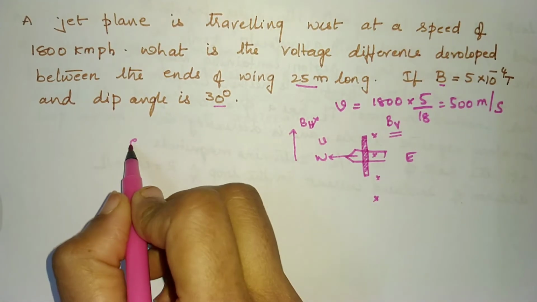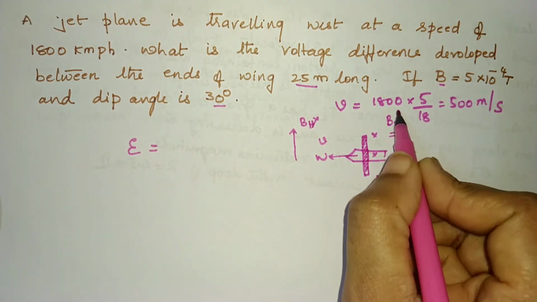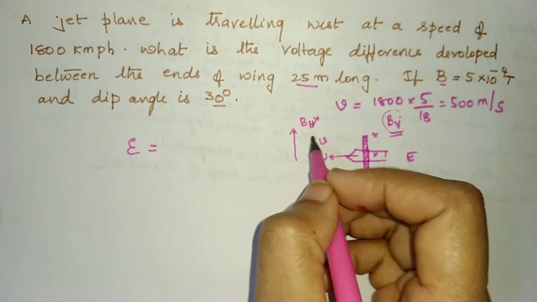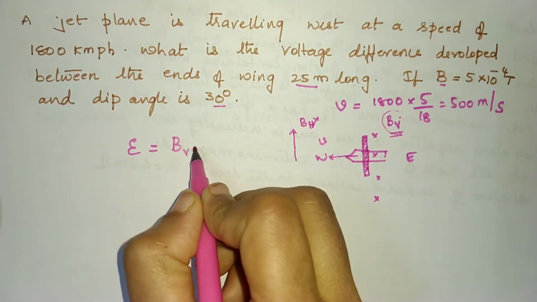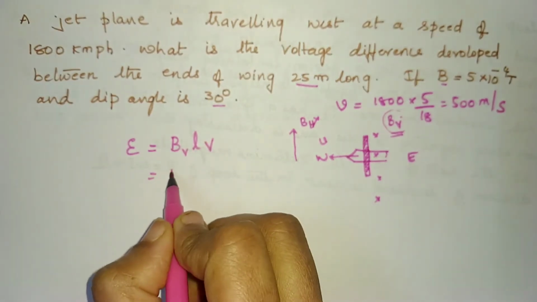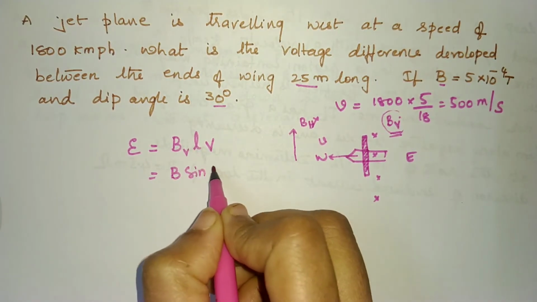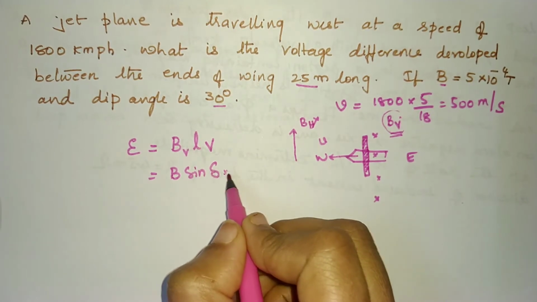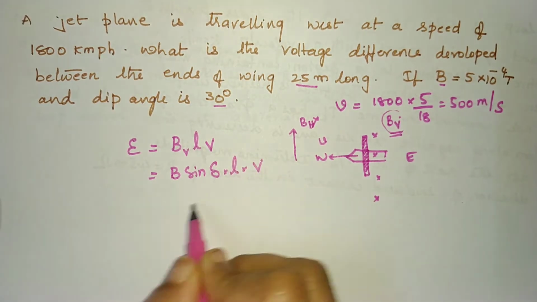So what will be the induced EMF? EMF is induced due to vertical component, not due to horizontal. It's BV into L into V. We know we can write BV as B sine delta, where delta is the angle of dip. Length of the wing into speed.